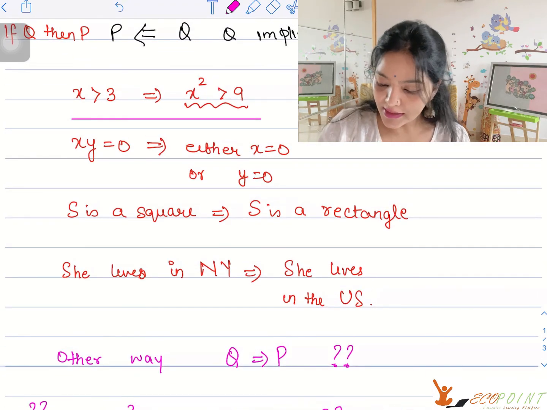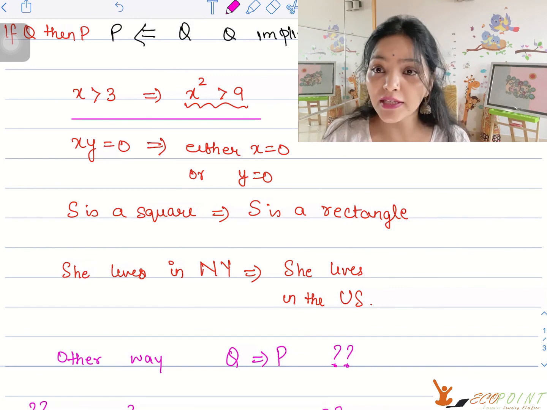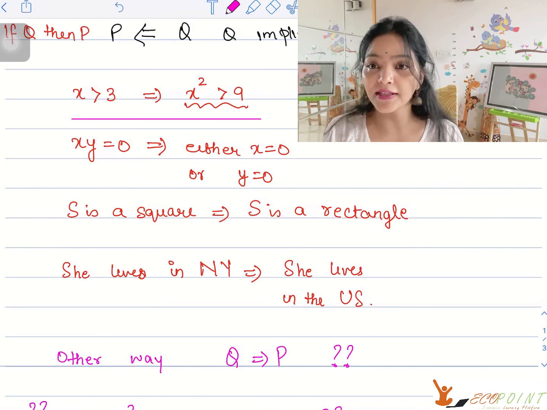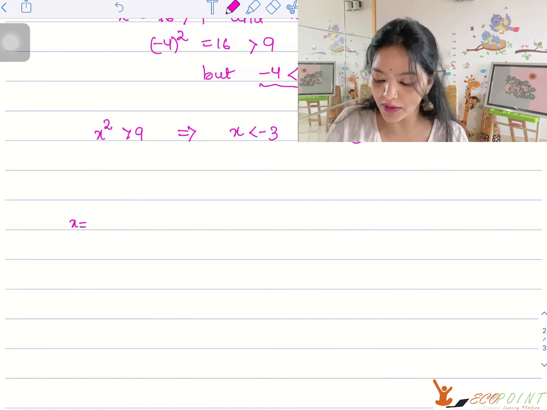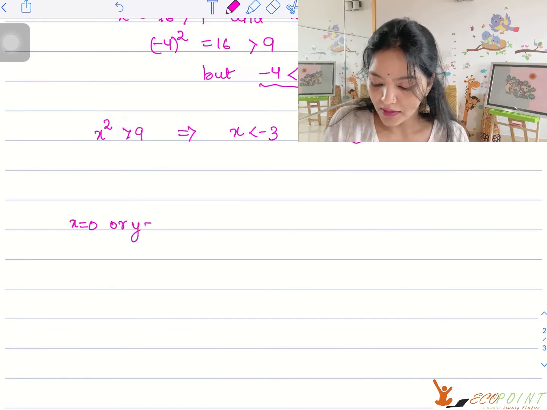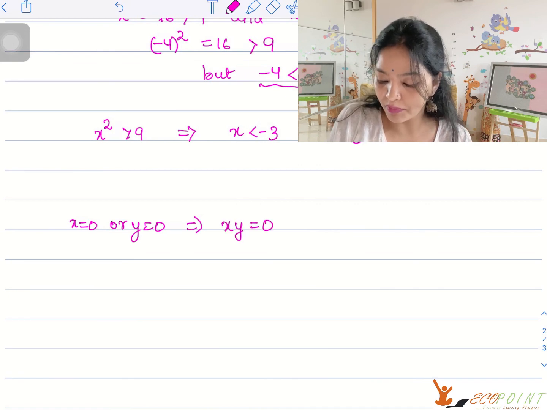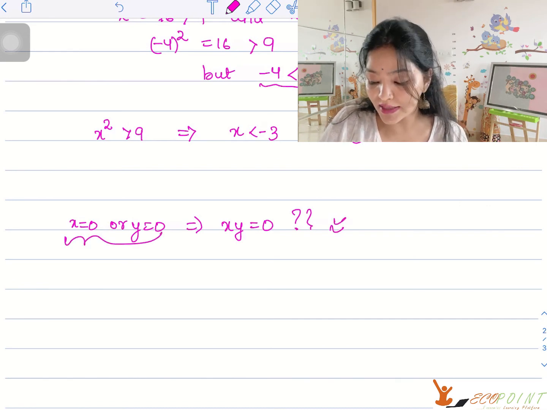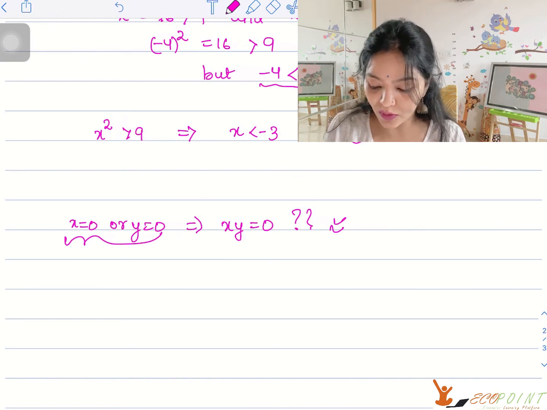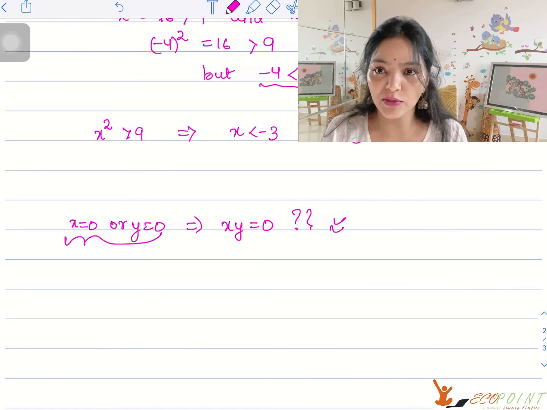Okay. Let's also take the other examples that we have. What about this one? xy equals to 0 implies either x is 0 or y is 0. The other way around, will it be true if I say that x equal to 0 or y equal to 0 implies x into y is equal to 0? Is this correct? This implication is correct because you've taken both the cases. X equal to 0 or y equal to 0 or both.